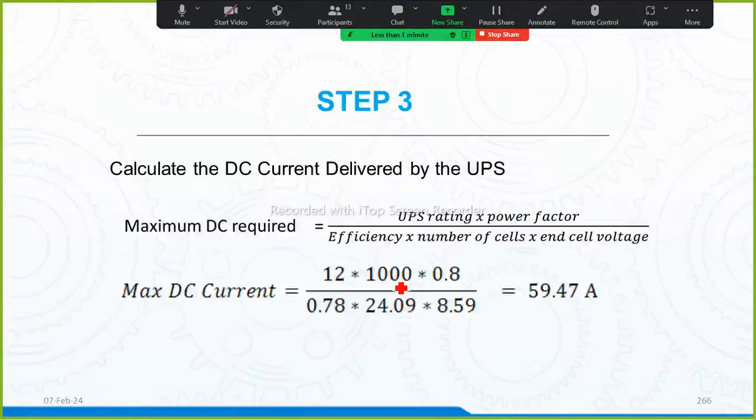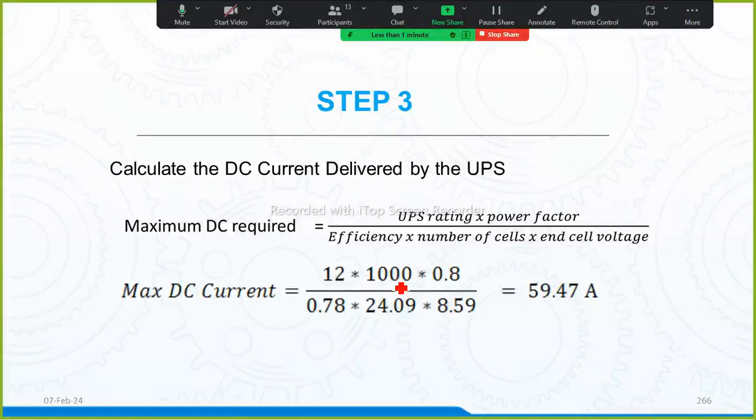Now the next one is to calculate the DC current delivered by the UPS. What do I need to do? Now the UPS is given input supply, so what will the UPS do? It will convert AC to DC and charge the battery. So why do I need to calculate how much DC current the UPS delivers? Because I need to store that DC current, and we need to discharge that energy for 2 hours for continuous load. I'm repeating once again.